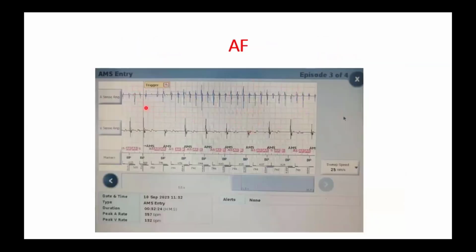Here is another example of mode switch. This is actually atrial fibrillation. As we can notice, multiple and variable cycle lengths on the atrial channel, and here pacing at a certain rate. No tracking here.